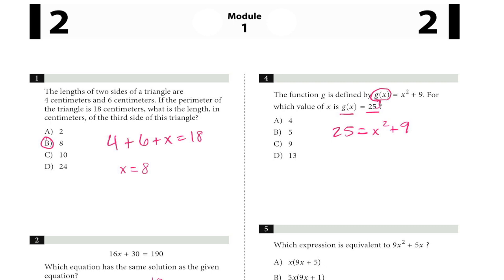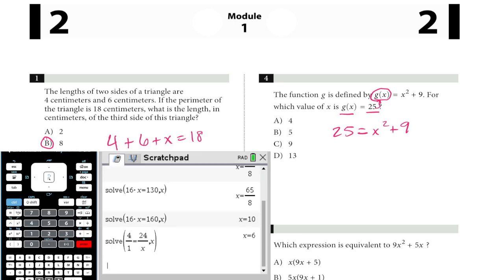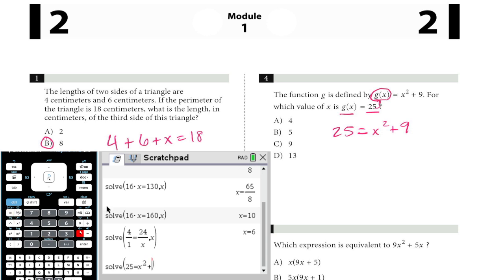Well, we just made an equation. So now I can pull up our calculator, solve for x. So menu 3, 1. So 25 equals x squared plus 9, comma x.